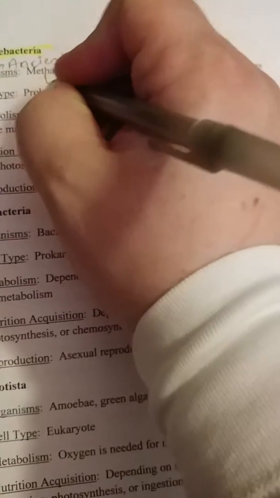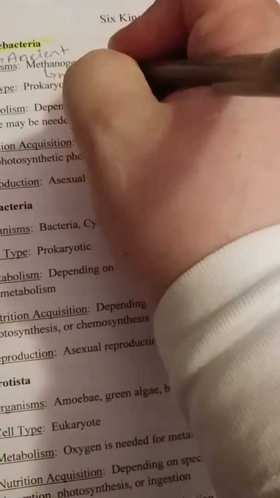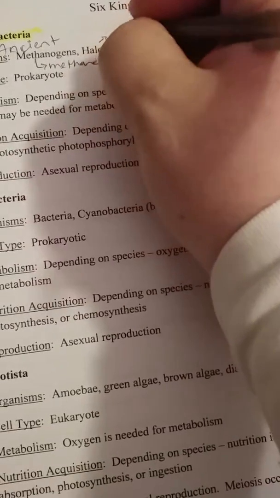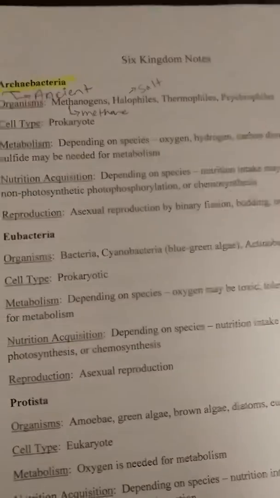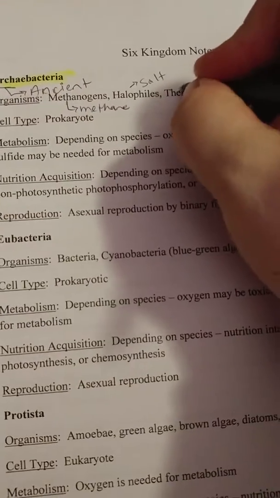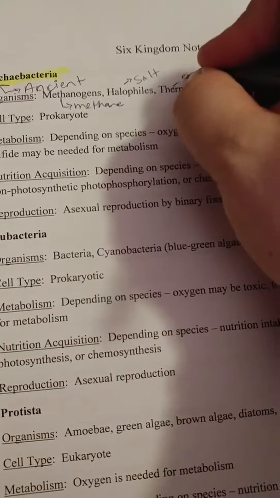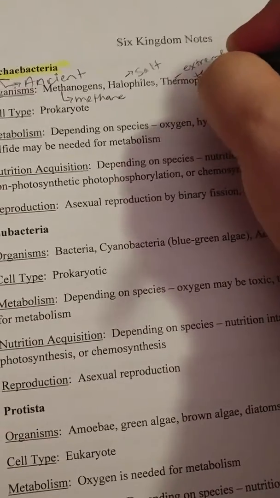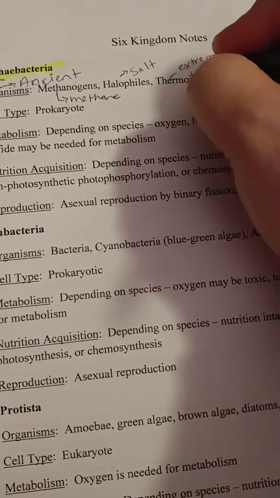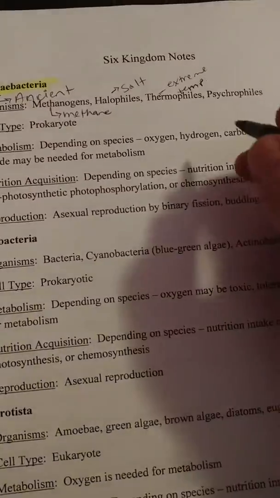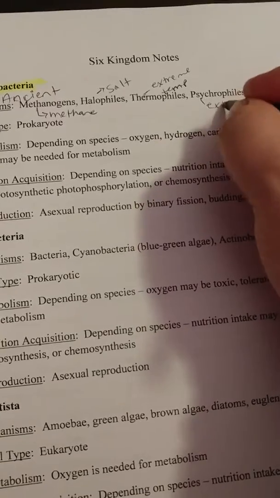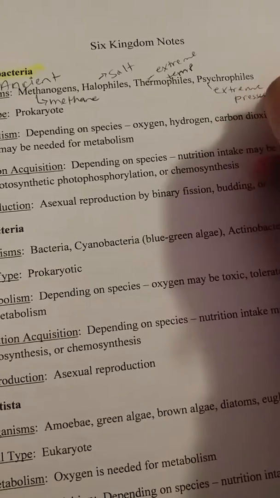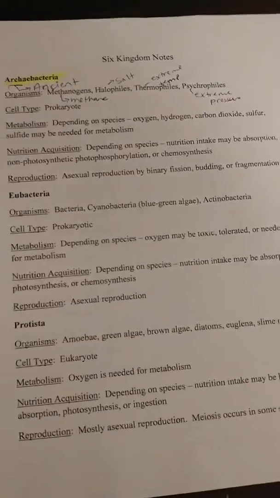Methogens just means it lives in methane. Haliophils, think halite. Halite means salt, like salt water. Thermophils, thermometer, temperature. So we live in extreme temperature, either extremely cold or extremely hot. Put extreme temp. Psychrophils, these are extreme pressure. So those are the 4 common types of archaeobacteria that we have.